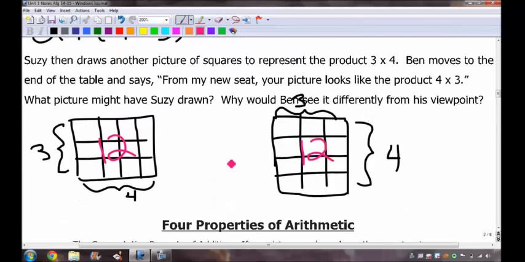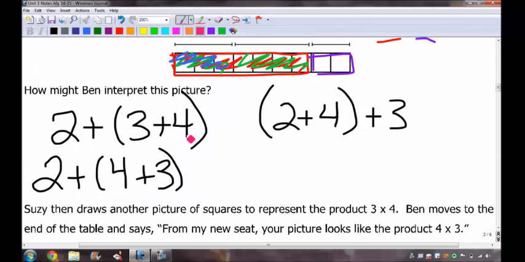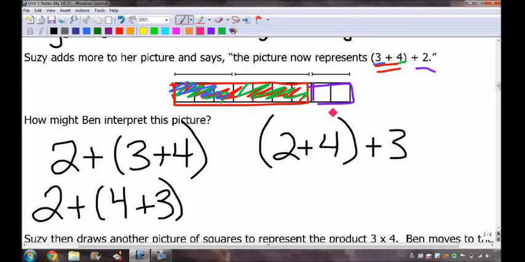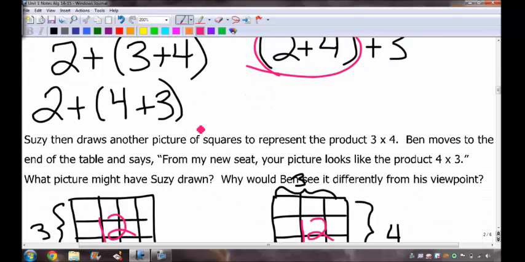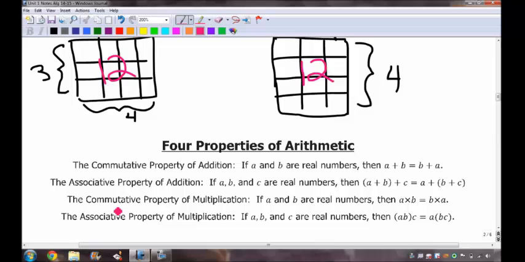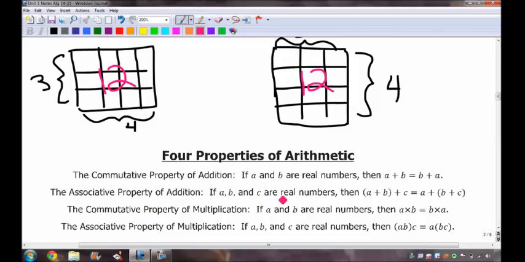Now, question number 9 talks more about changing your groups. So in question number 9, do you see how here 3 and 4, you're changing the groups on 3 and 4, but here you have 2 and 4 together. So you're changing who's in the groups, okay? And that's what the associative property is saying. The associative property of addition says that if a, b, and c are real numbers, then a plus b together plus c is equal to a plus b plus c together. Okay, so notice how the groups are changing.